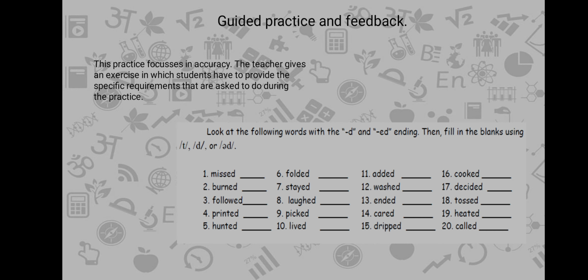Guided practice and feedback. This practice focuses on accuracy. The teacher gives an exercise in which students have to provide the specific requirements that are asked during the practice. Here, we have the requirements that are asked: look at the following words with the d and -ed ending, then fill in the blanks using t or -ed. So, here we have a lot of words in which you have to put the specific sounds that are supposed to be there. Those are specific requirements. Put the sounds that are shown in the blank spaces.